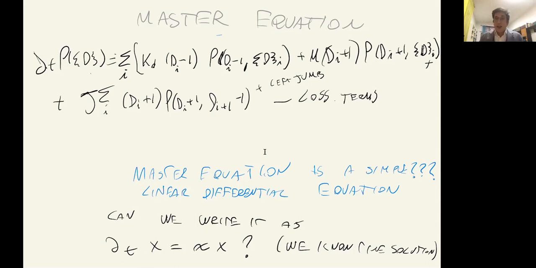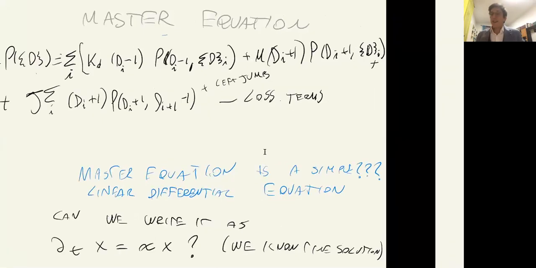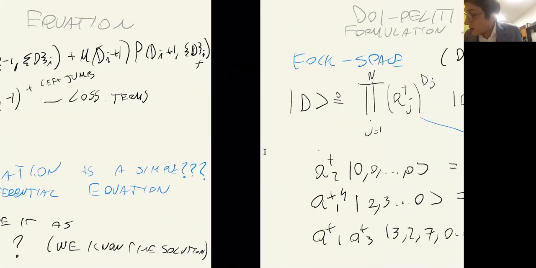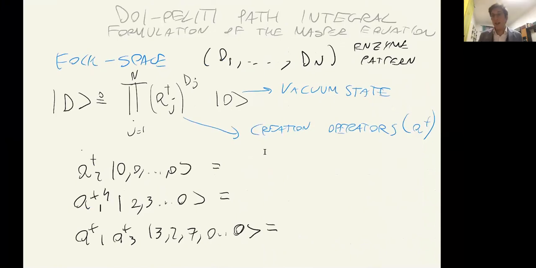Well, and here comes a little bit of the nastier part of today. In order to do this, I will introduce the so-called Doi-Peliti path integral formulation of the master equation. First of all, I will define what is called a Fock space. What is our observable? Our observable up to now is a pattern of enzymes. Up to now, we are not even considering methylation. We know that enzymes can bind and methylate the DNA, but let's consider simply the binding of the enzyme.